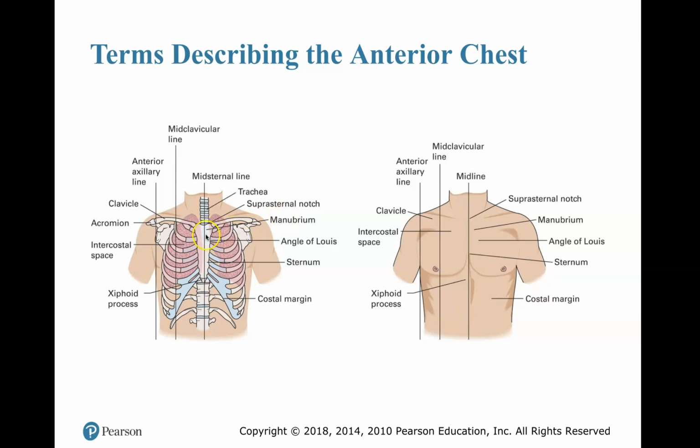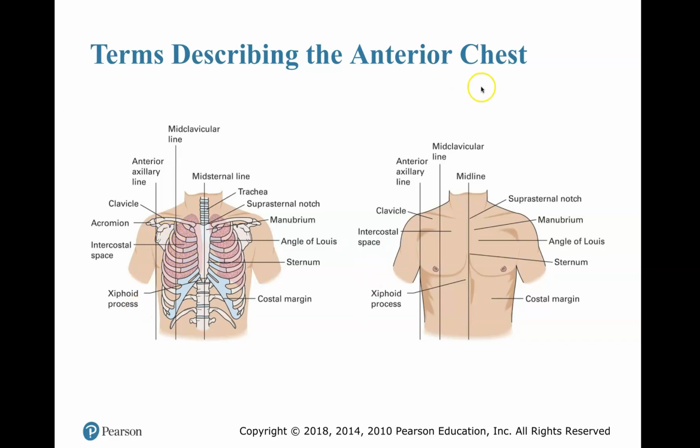The manubrium and the angle of Lewis right here. And then the sternum itself. Remember, there's the xiphoid process, the tip of the sternum. When we do CPR, we want to be in this region. If we get too low, we could break off that xiphoid process. Intercostal space, where you're going to find your intercostal muscles.